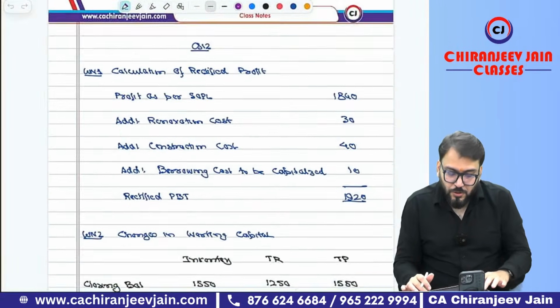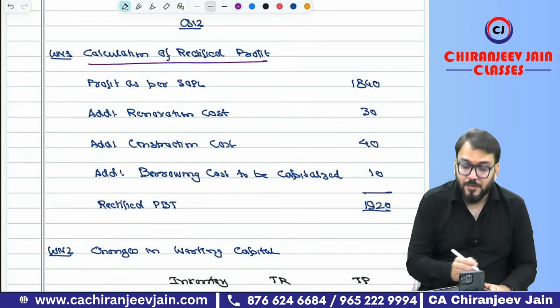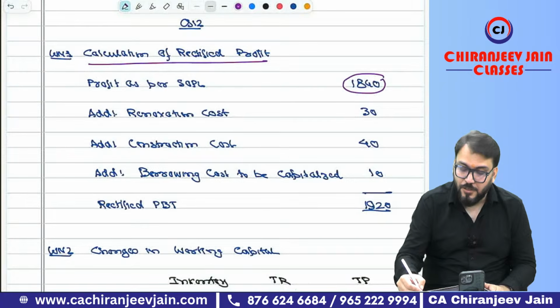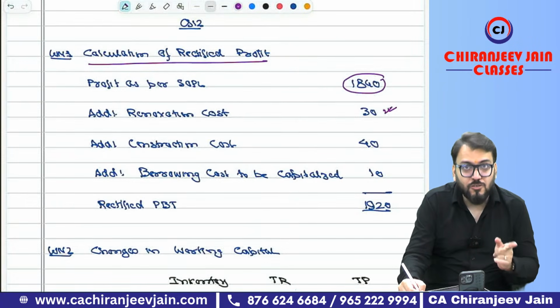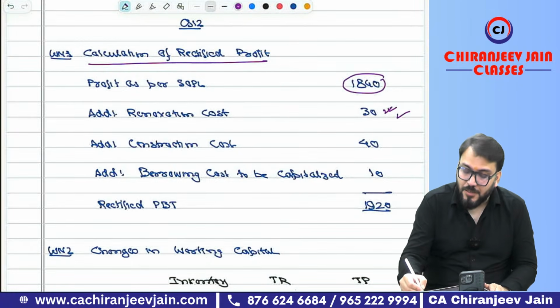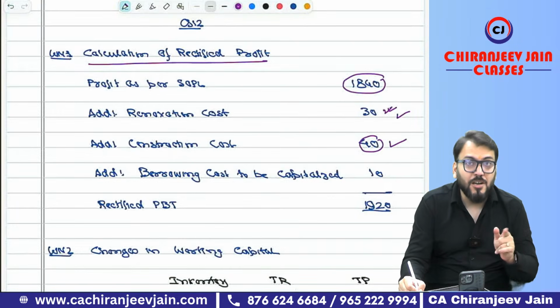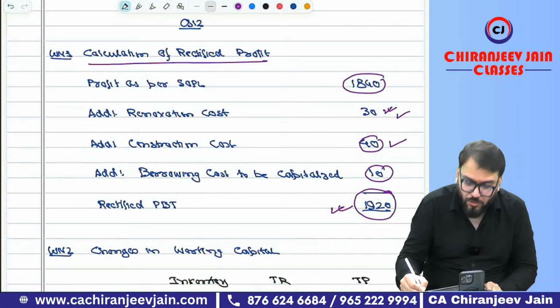So first we'll do the calculation of rectified profit. What is the profit given as per SOPL? There are three rectifications. One is renovation cost, wrongly charged to PL, added. Construction cost wrongly charged to PL, added. Borrowing cost wrongly charged to PL, that will be capitalized, added. So this becomes your rectified profit. This too I hope you have understood.